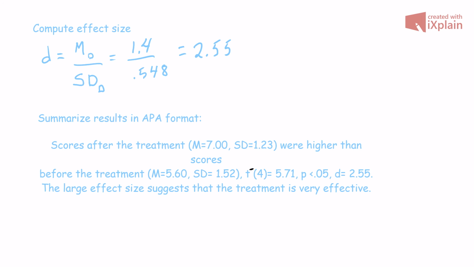t, because we ran a t-test, 4 because that's our degrees of freedom, 5.71 is our obtained t value. The p is less than 0.05 because we rejected, and then here is our d. And you always put a period after the d, if you use it at the end of the sentence, which is the typical format. And then we have the second sentence, which is just an interpretation. You want to help the readers interpret what the results mean.